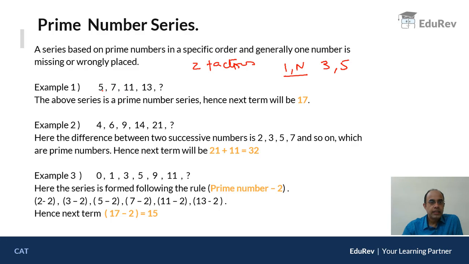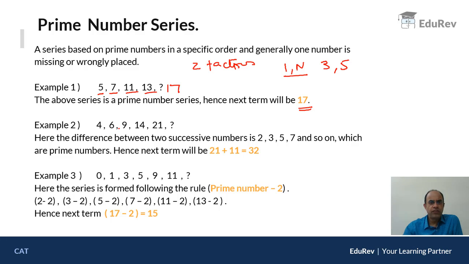It means it is not a set of odd numbers. Fine. But I'm observing all these numbers are prime numbers: 5, 7, 11, and 13. All of them are prime numbers. Therefore, this series is a prime number series starting with 5. After 13, the next prime number is 17. Hence, in this question mark, I will write 17. Understood, guys? Very basic question.